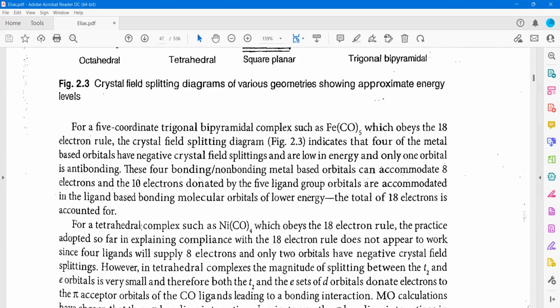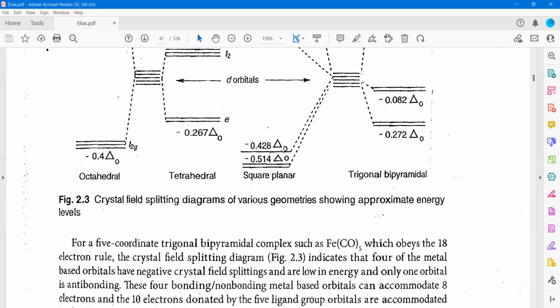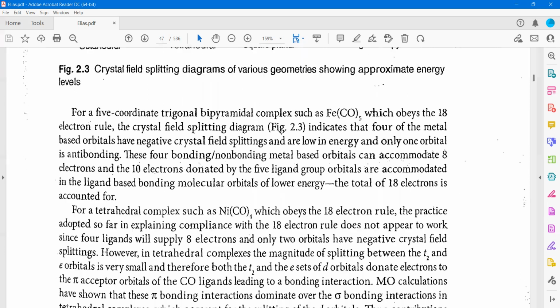Since the splitting is very, very small, it shows back donation from the metal to the ligand by all of these, both E and T2. That is a total of 5 orbitals. That is 10, right? So 10 plus 8 gives you 18.